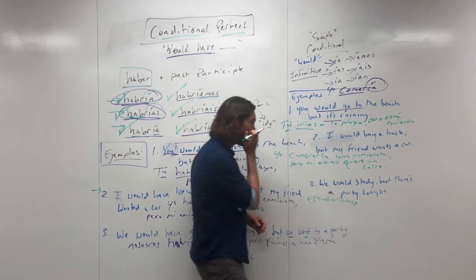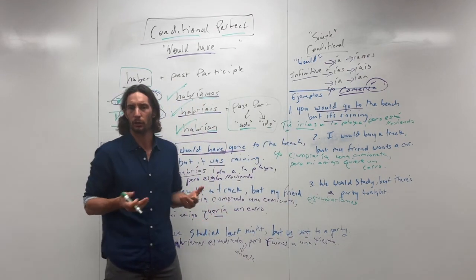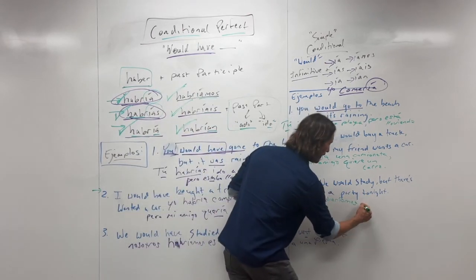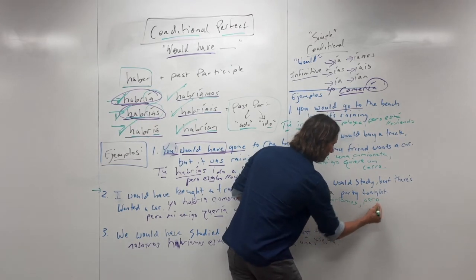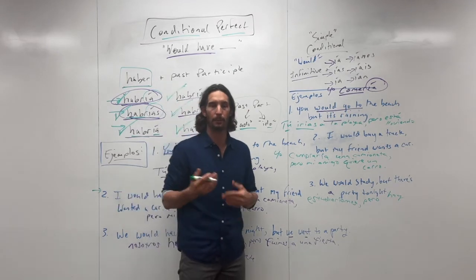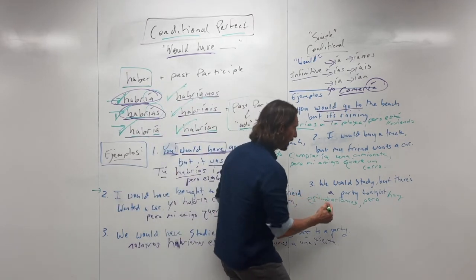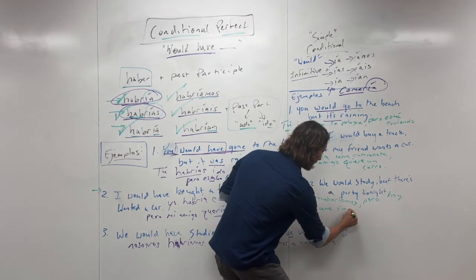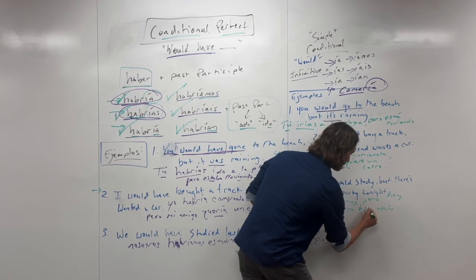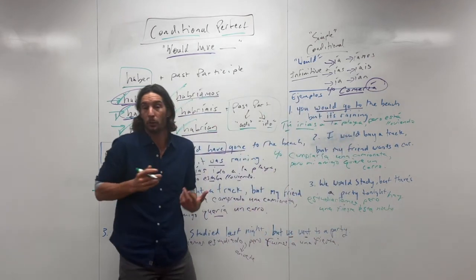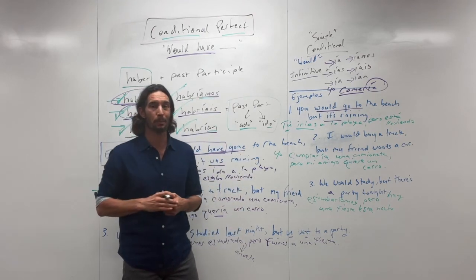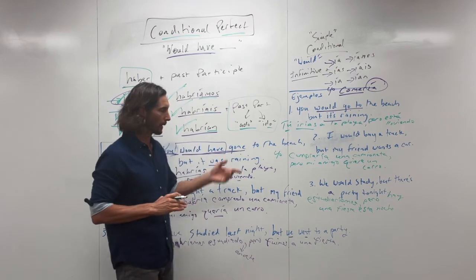Oops, that's not an I. So we would study, and of course you can write nosotros. Nosotros estudiaríamos, that's all good. Estudiaríamos, pero hay una fiesta esta noche, right? Hay is there is or there are, and that's what that means. Estudiaríamos, pero hay una fiesta esta noche. We would study, but there's a party tonight. And so we're not going to study and we're going to go to the party, right?